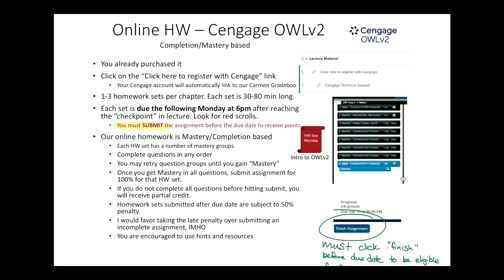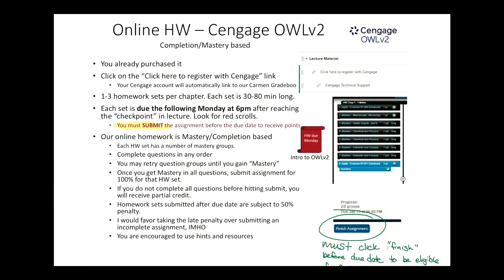All right, so how to earn points for online homework is you actually have to click submit in order to get points for that homework assignment. So that's why I've broken things up into smaller chunks, because I don't want you to not finish an assignment and not hit submit and miss out on all those points. So that's why they're in smaller sets. So once you finish a homework assignment, you actually have to click submit, all right, before the due date to get those points.